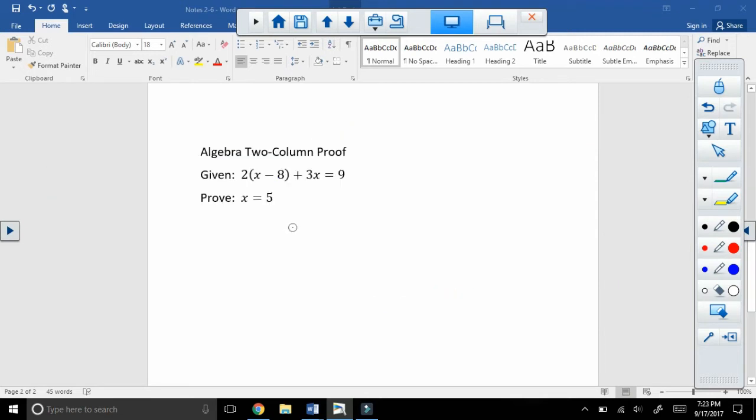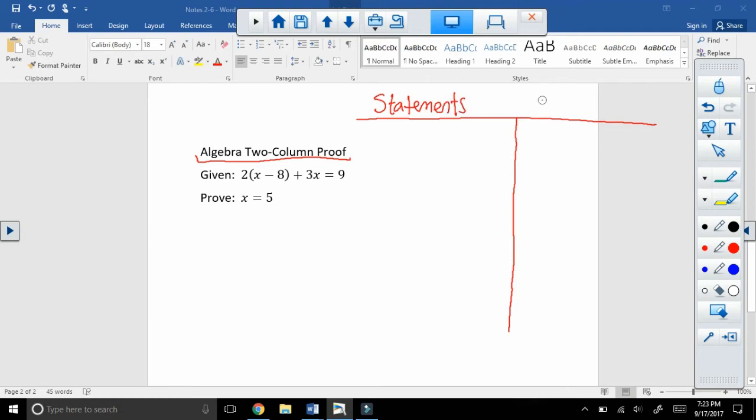Here's one of the ways that we're going to use this in this lesson. We're going to be asked to begin with writing some algebra two-column proofs. And these two-column proofs are basically what they sound like. You're going to have two columns, so you can make just kind of a really big T. And on the left side, we're going to write our statements. And on the right side, we're going to write the reasons for those statements.